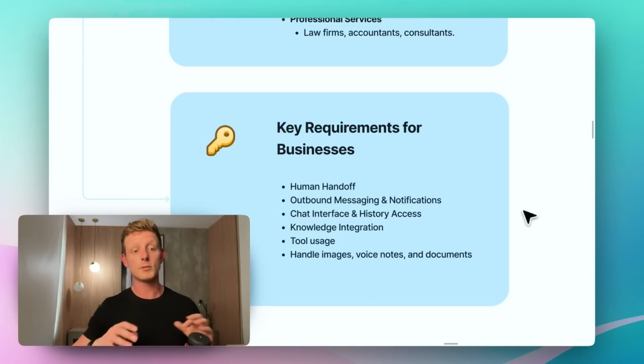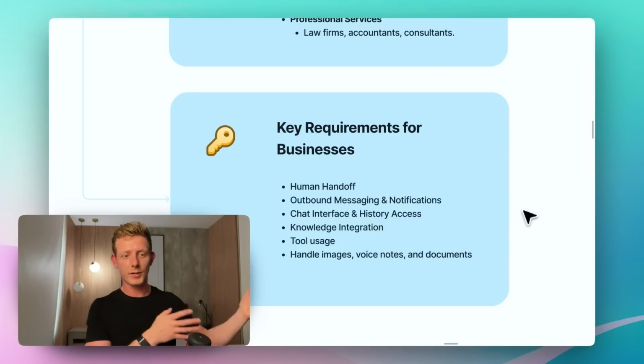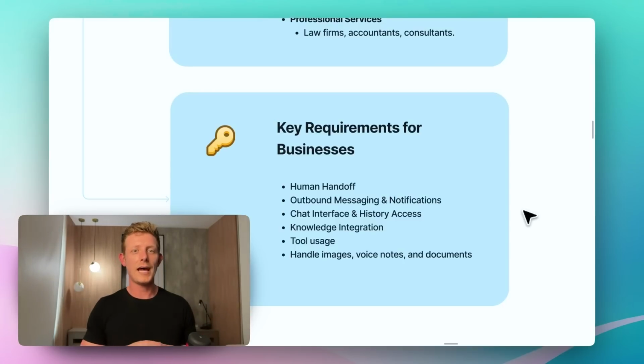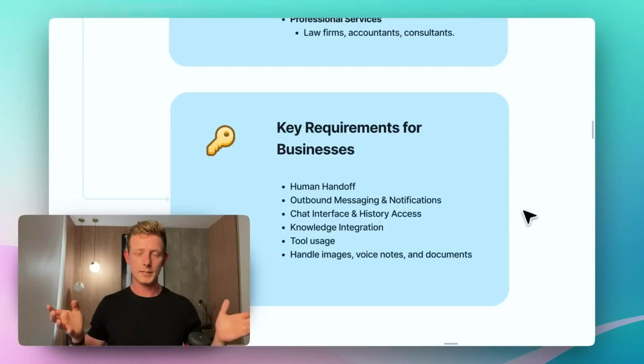Why am I saying this? Because most of these third-party software actually lack the ability to send outbound messages over WhatsApp. Then we have chat interface and history access, which is of course very important for companies to have an idea of what's going on in these chats and to be able to jump in if they need to. And again, I'm saying it because a lot of this software lacks this, right?